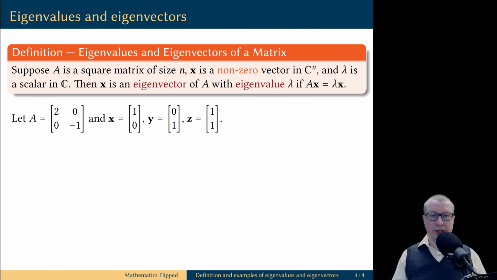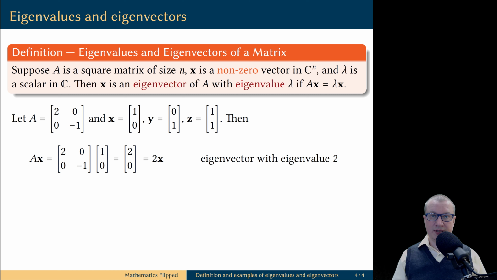Let's take a quick look at an example. We have this 2 by 2 matrix A and 3 sample vectors x, y, and z. When we multiply the vector x by the matrix A, we get the vector (2, 0), which is a scalar multiple of the original vector x by the scalar 2. This means the vector x is an eigenvector of the matrix A, and its eigenvalue is equal to 2.